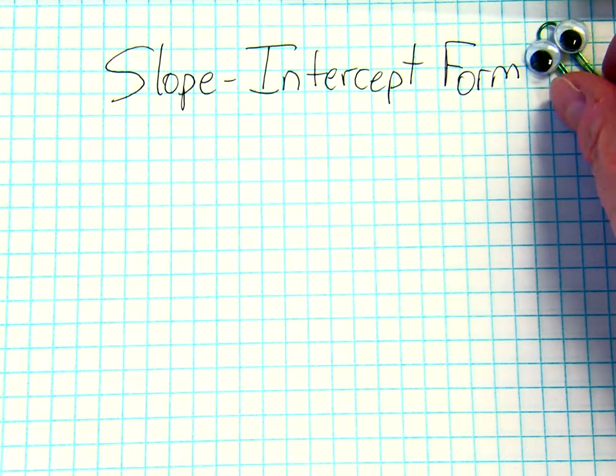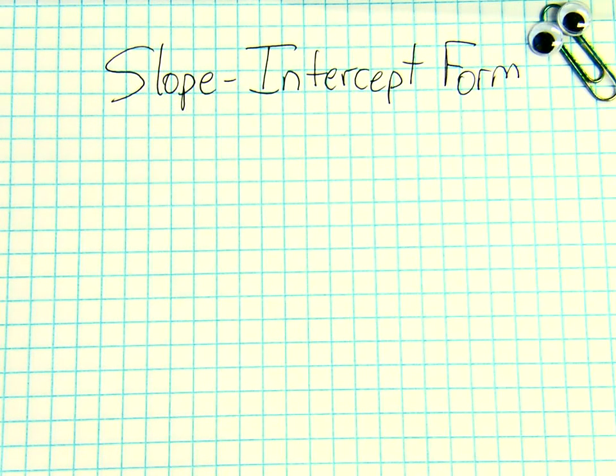Okay, I'm real excited because this is one of my favorite sections, slope-intercept form. It's kind of where everything starts coming together as far as graphing, and it makes your graphing so much faster and so much easier and so much more understandable. So I'm really excited about this.